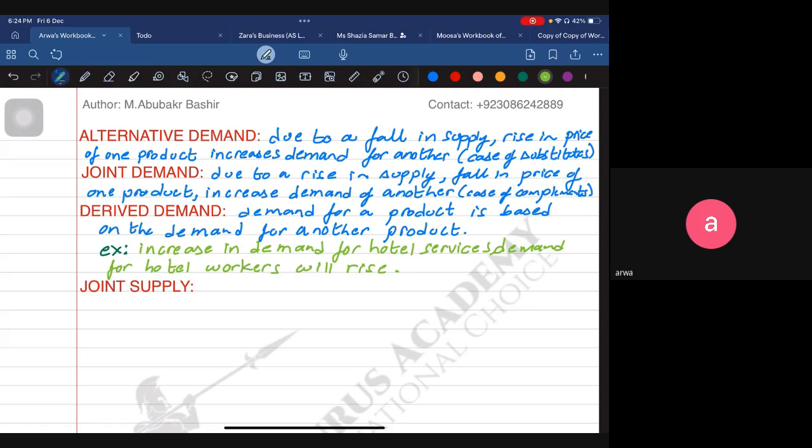For example, for food, there are many products like that. There's a lot. But from one product you're producing more products. Usually for joint supply, I see food as an example.